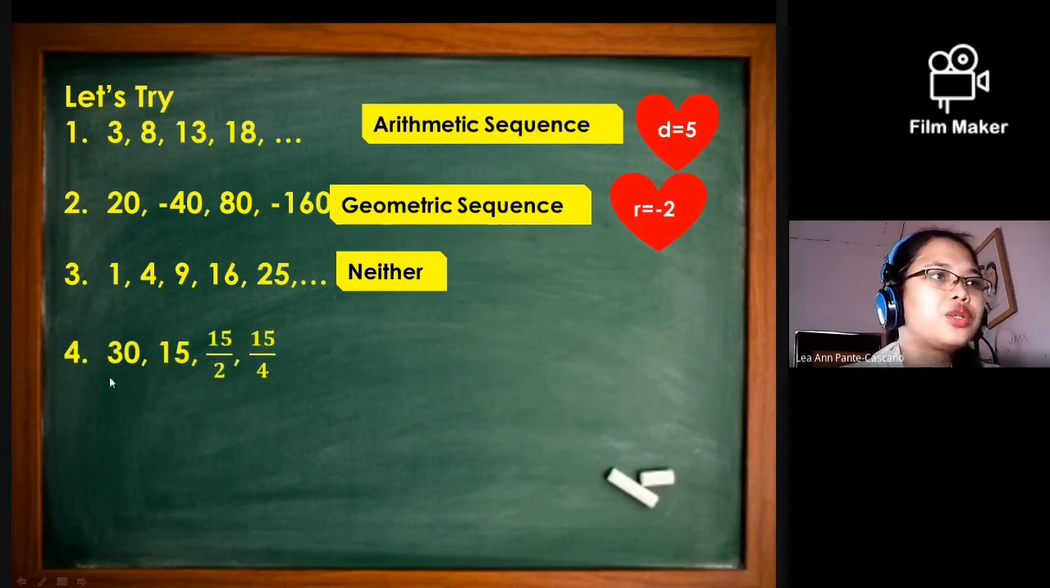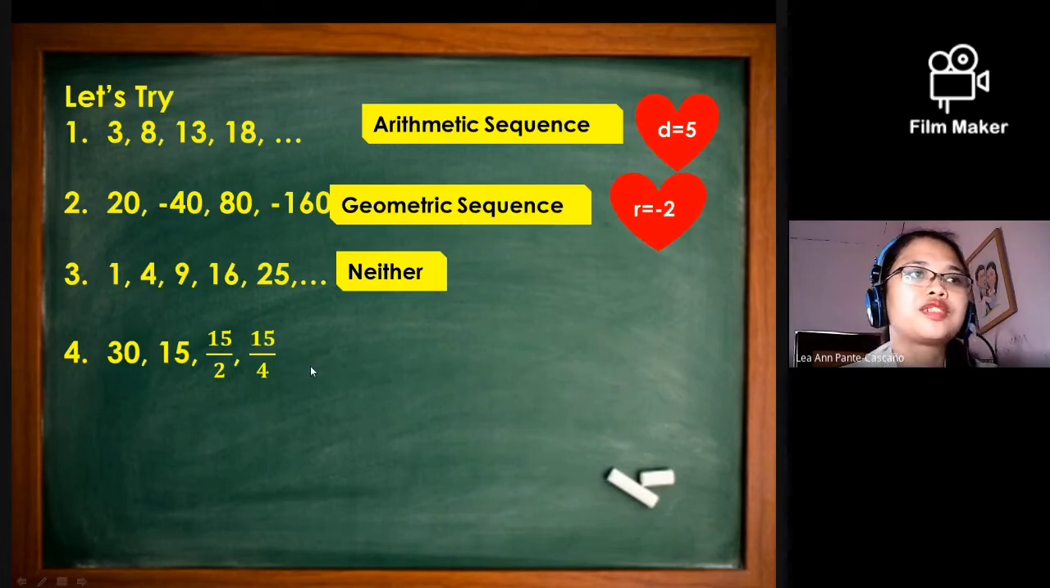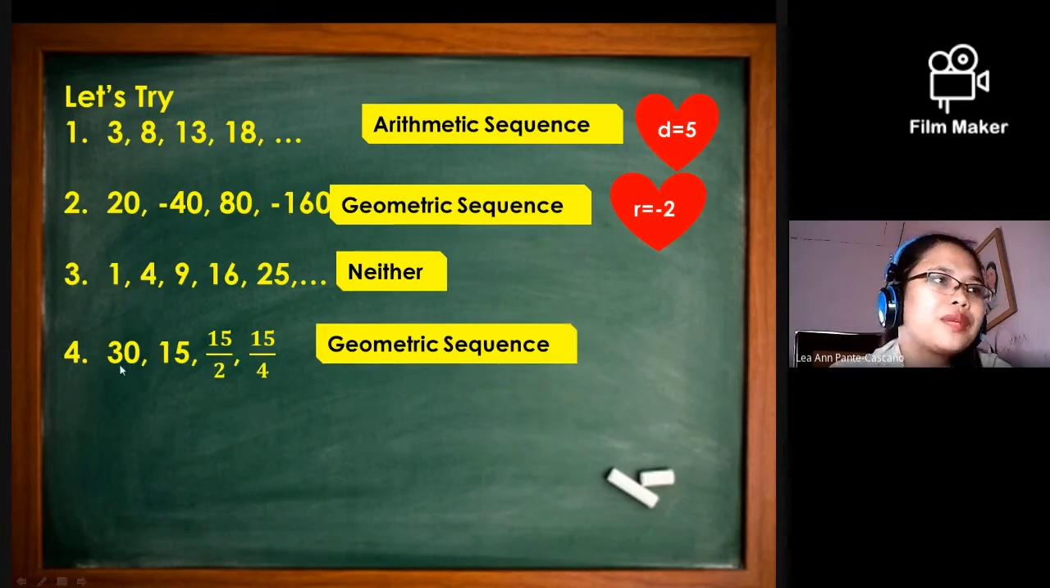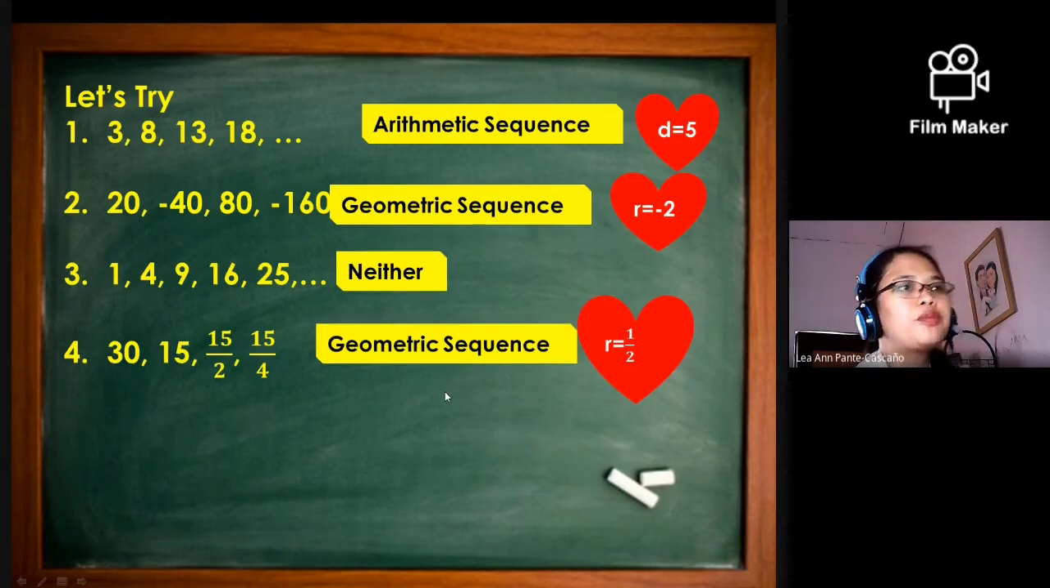Let's have number 4. If we have 30, 15, 15 over 2, and 15 over 4, is it geometric or an arithmetic? Let's see. This one is geometric. Ano po kaya yung i-multiply natin sa 30 to make it 15? Ang i-multiply daw po ay 1/2. So the common ratio is 1/2. Let's see. Multiply po natin.